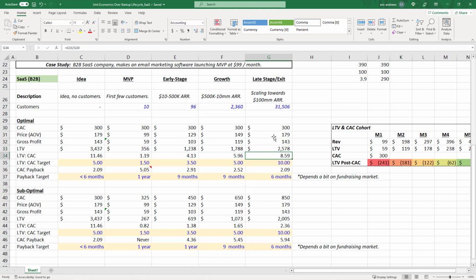So now we're at an LTV to CAC ratio of 8.6. And in this phase, if you can have an LTV to CAC ratio of 5 to 10, that's fantastic. And if you can pay back your CAC in 6 months or less, then that puts you in a really, really strong position. So you can see in this business, each marginal customer, all the customers between 96 and 2,300, we're making more money per customer.